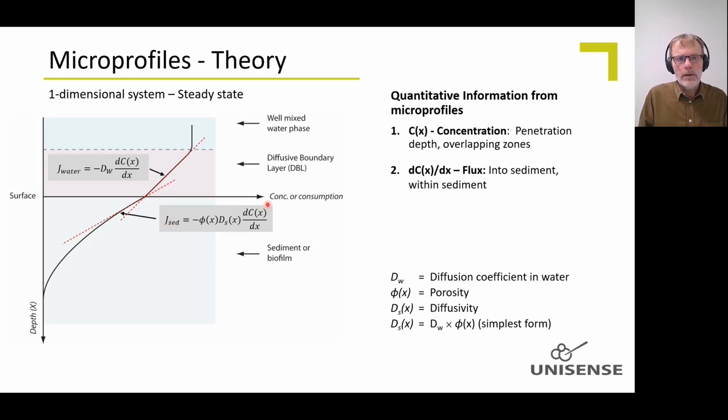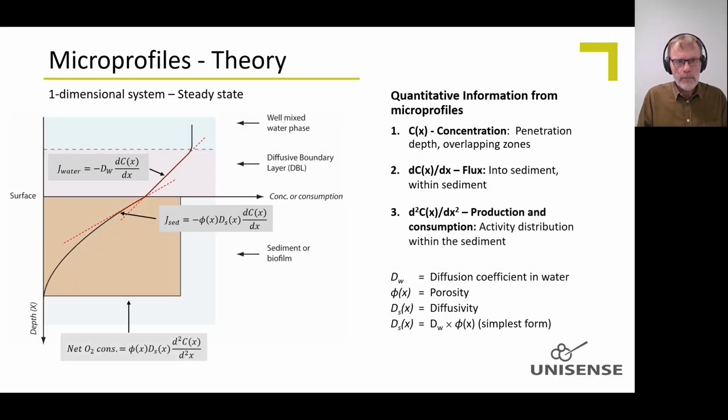It's a little bit different. You still need the slope, dC/dx here, but then you will need to multiply with the porosity of the sediment or the biofilm, and then the diffusivity of oxygen in this sediment or biofilm. And the diffusivity shown here can be calculated different ways. The simple form is just to multiply the diffusion coefficient of oxygen in water with the porosity. We can also do that in different ways, and I'll get back to that later and in the presentation tomorrow of how to analyze the profiles.